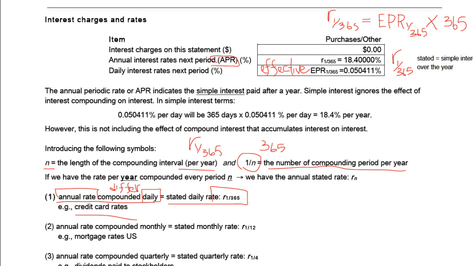So that's for credit cards. What about mortgage rates? In the US, mortgage rates are R1/12s. They're stated monthly rates. That is, they're annual rates, but they compound monthly. Those are different, you see? That's how you know it's a stated rate. Whereas EPR 1/12, how would we say that? How would you refer to that?